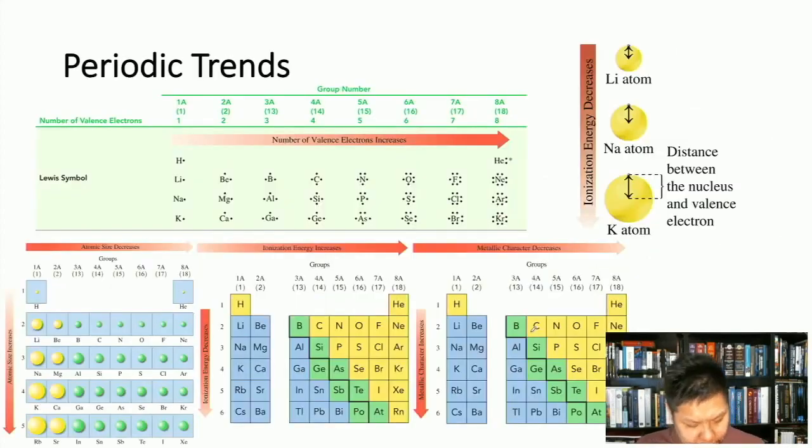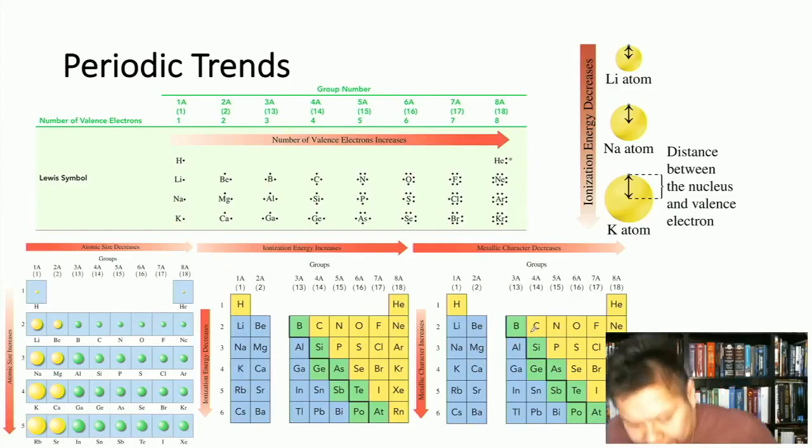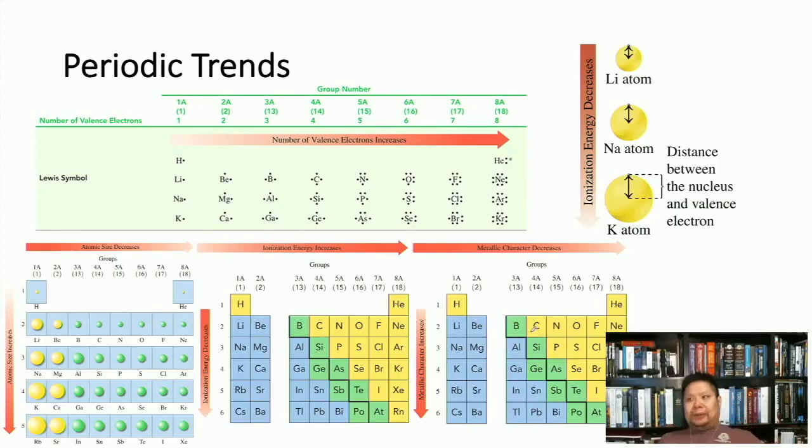Let's talk about some periodic trends. Like I was telling you before, we had the alkali metals of group 1, and they're all very reactive with the water vapor in the air, so you had to store them in oil because they're super reactive with the water vapor in the air.